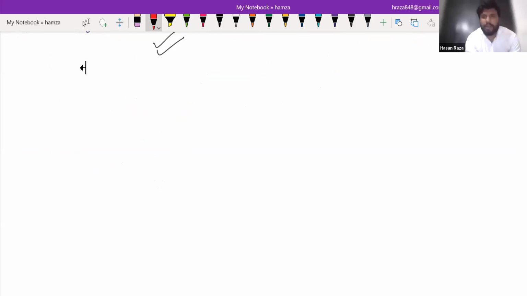I'm going to write about enantiomer. So what is enantiomer? A non-superimposable mirror image of a compound is basically called an enantiomer. So write a point.